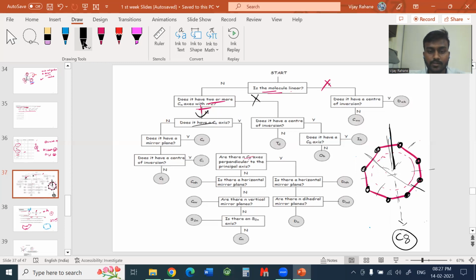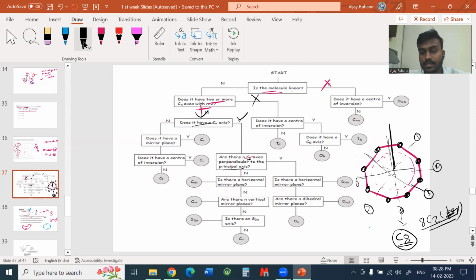Now, does it have a Cn axis? Yes, obviously it has a Cn axis. Are there n C2 axes perpendicular to the principal axis present? Since this principal axis is a C8, we need to identify whether it has 8 perpendicular C2s. Yes, it has 1 here, 2 here, 3 here, 4 here, 5, 6 like this, 7, 8. So n perpendicular C2s are present, right?